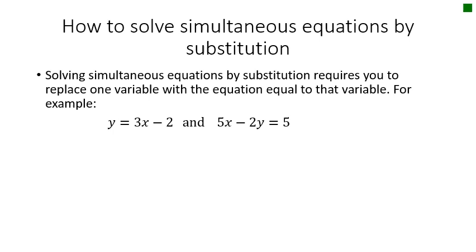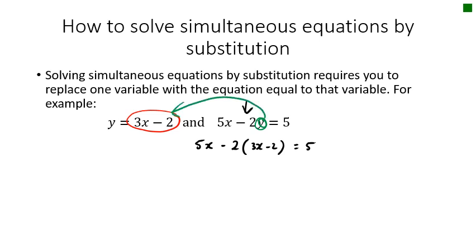So for example, we have two equations here. We can see that in our first equation, we know what y equals, because y equals 3x take 2. Alright, so now we need to rewrite our second equation, but we need to substitute that value back in for y. So this second equation ends up becoming 5x take 2 lots of 3x take 2 equals 5. All we've done is replace this y here with the value for y. Now we can just solve it because we've got one variable.